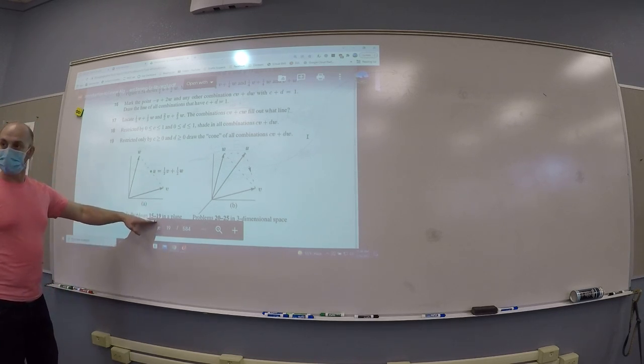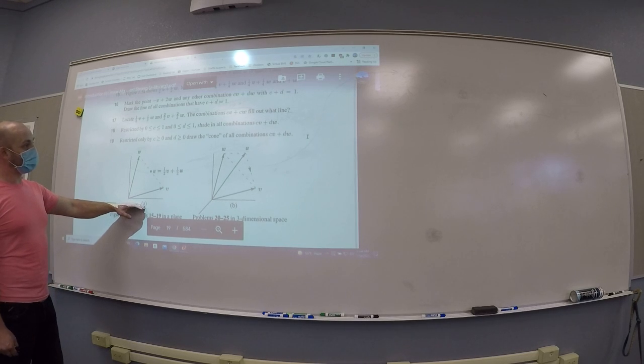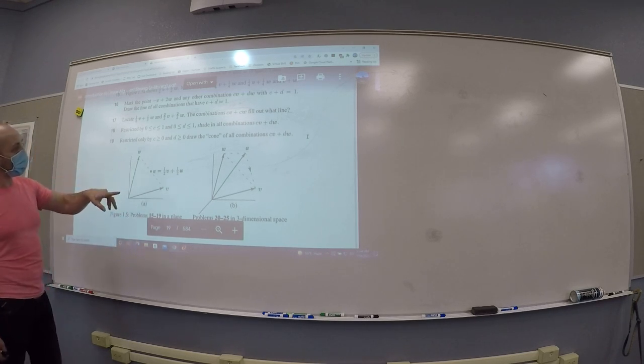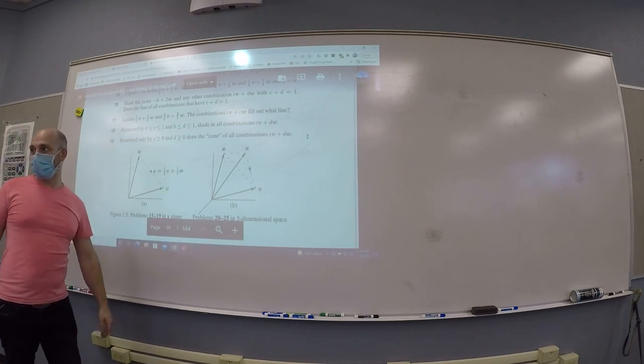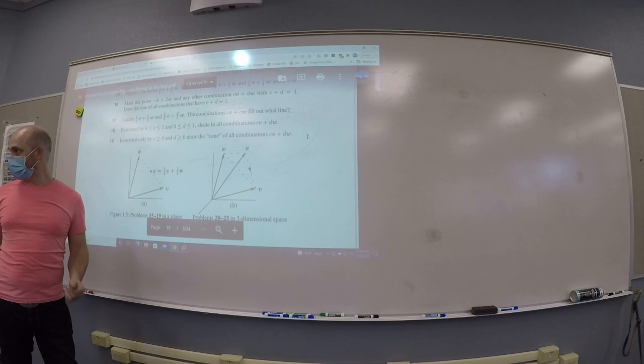Use that picture. Okay, so here's my picture. I'm supposed to shade in all the combinations of CV plus DW where those two weights are between 0 and 1. You guys with me?